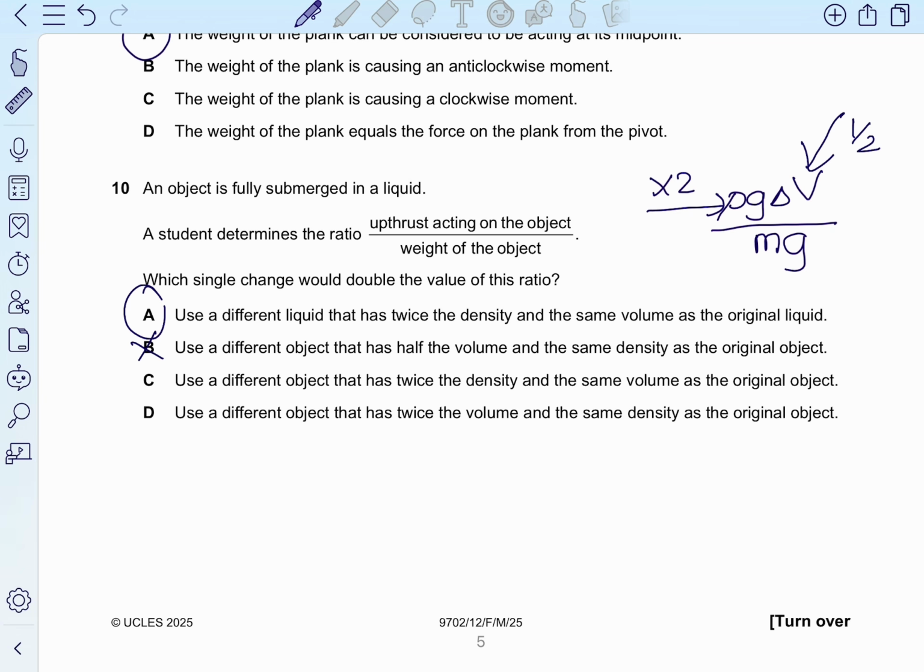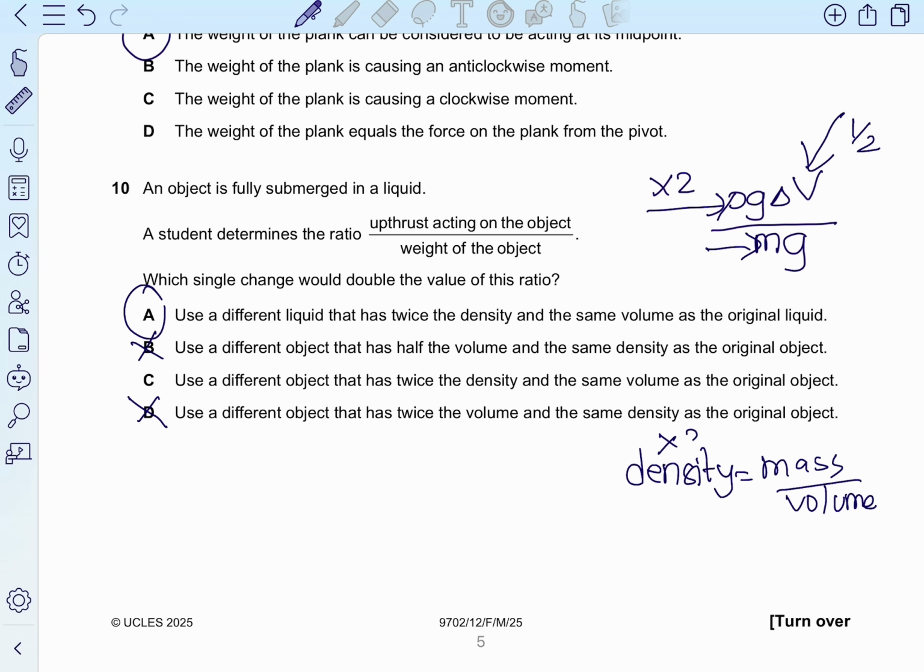Option D says use a different object that has twice the volume and the same density as the original object. Why is this not correct? If you have twice the volume but the same density, then since density is mass over volume, multiplying the volume by 2 with the same density means the mass has also been multiplied by 2. So if you multiply the mass by 2, the weight also doubles, and the ratio would not double, because the mass is in the denominator. So option D is not correct. Again, if you look at option C, it says use a different object that has twice the density.